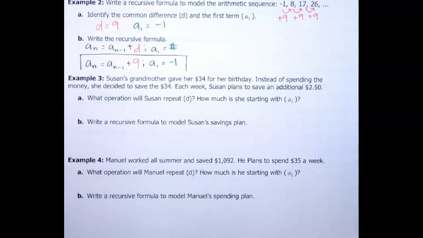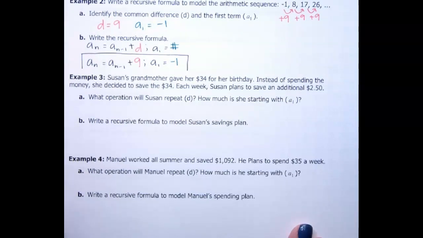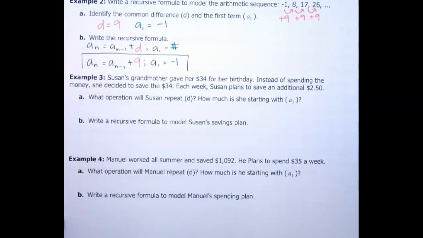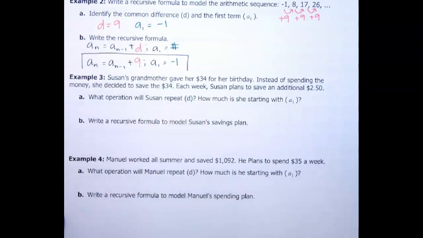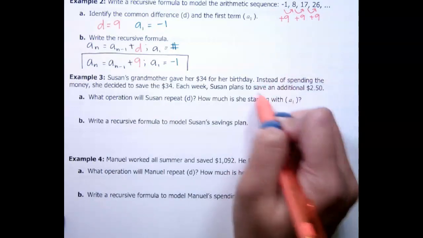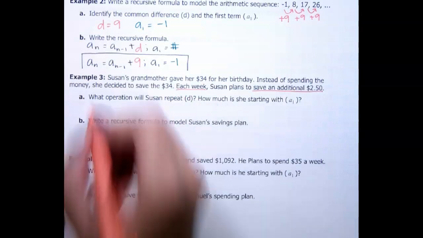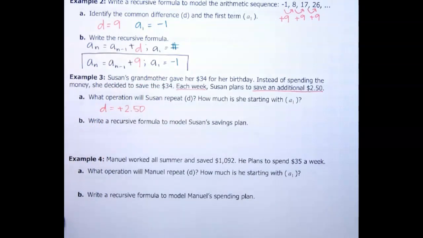Example number 3. Susan's grandmother gave her $34 for her birthday. Instead of spending the money, she decided to save the $34. Each week, Susan plans to save an additional $2.50. So we're going to use that word problem to write a recursive formula just like we have been in the other ones. So, what operation will Susan repeat? That's going to be our common difference. Well, she's planning on saving an additional $2.50 each week. So that's what's going to happen multiple times, right? She's going to keep adding $2.50. So that's my common difference.